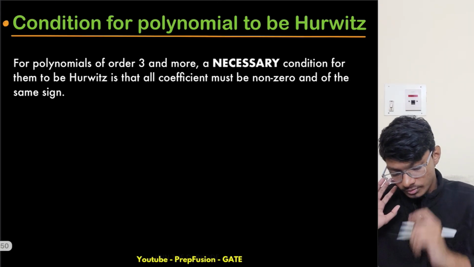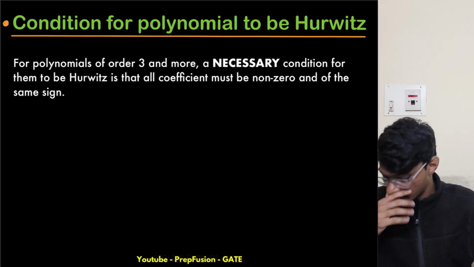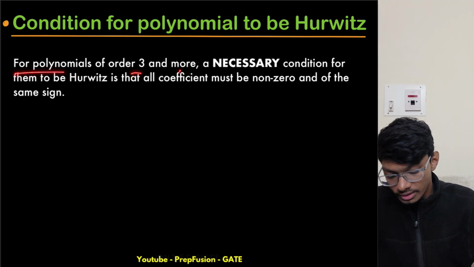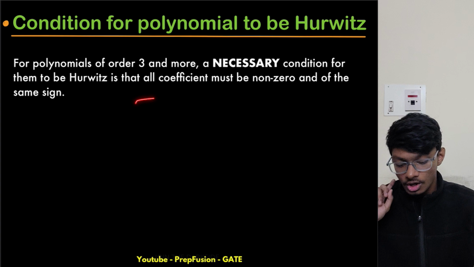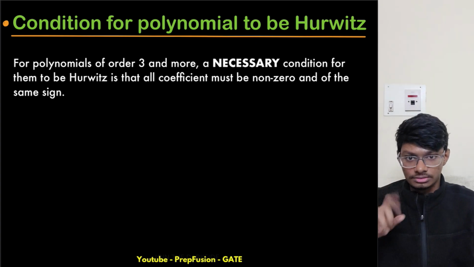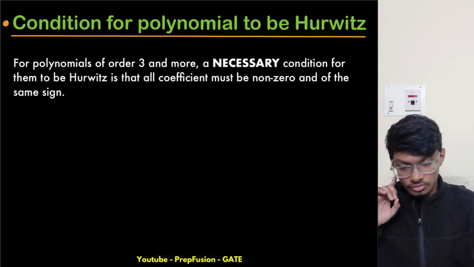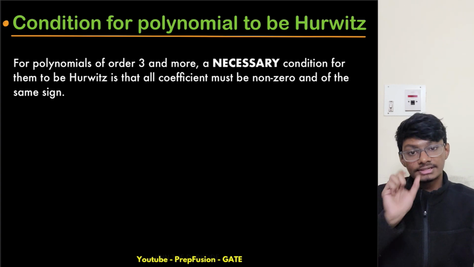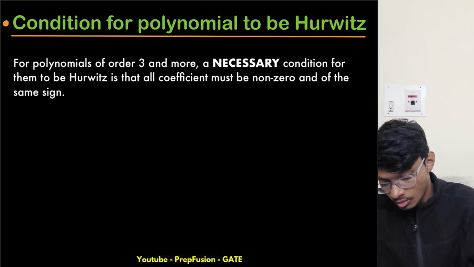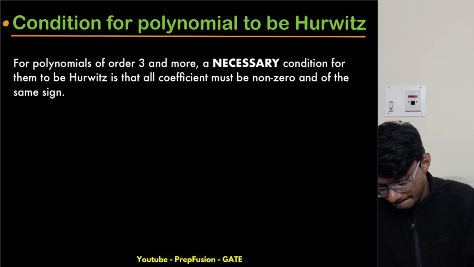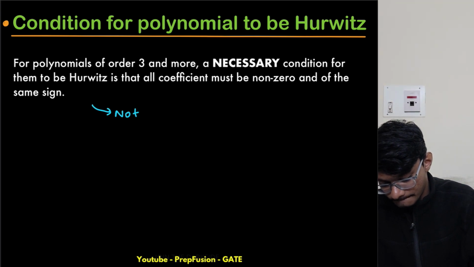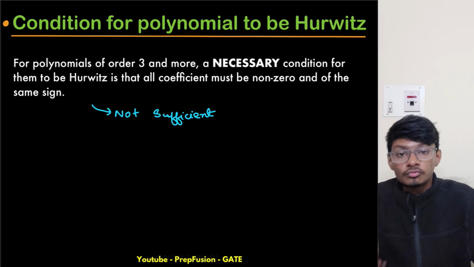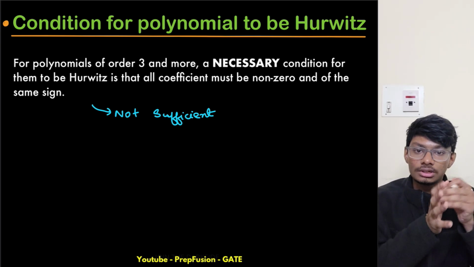Now let's check for polynomials of order 3 and above. For polynomials of order 3 and more, a necessary condition for them to be Hurwitz is that all coefficients must be non-zero and of the same sign. This was the previous necessary and sufficient condition for order 2 and below, but here it is just the necessary condition, not sufficient. Then what is sufficiency? For sufficiency we have to construct the Routh array.